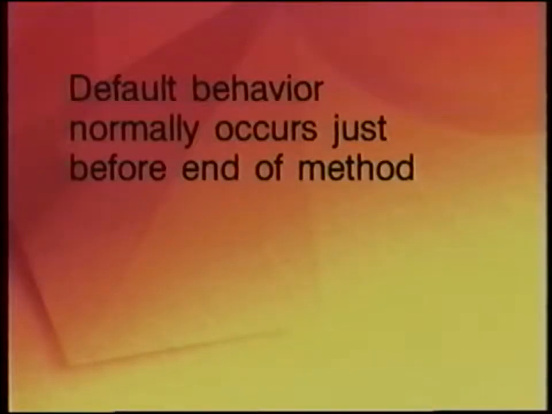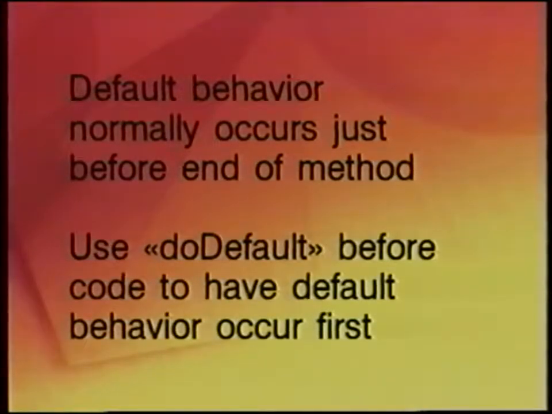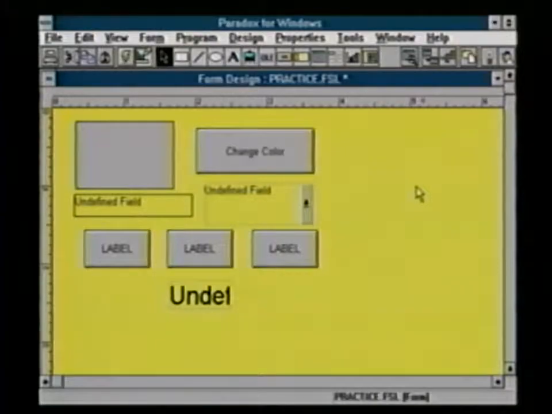For doDefault, you don't have to use the keyword unless you want the default behavior of the object to occur before any code that you add. Since Paradox normally performs the default behavior just before the built-in method ends, be careful that any code you write doesn't circumvent this. For example, if you place code at the form level that requires that an object be initialized, your code executes before the object is opened. Simply place a doDefault before your code to guarantee that all objects on your form are open and initialized before you rely on them. Now let's apply this to your practice form.